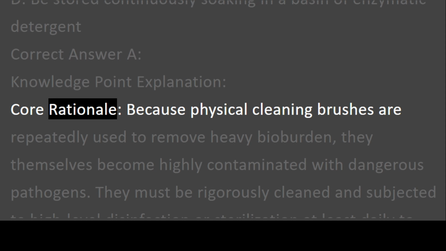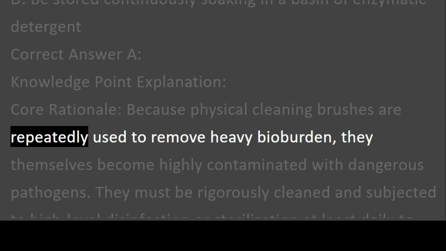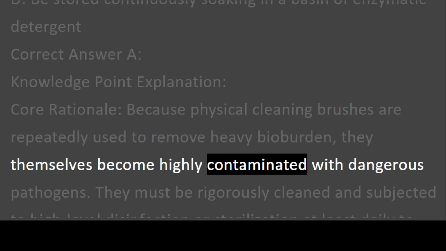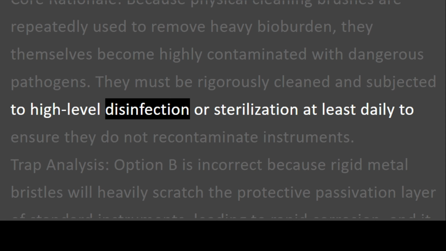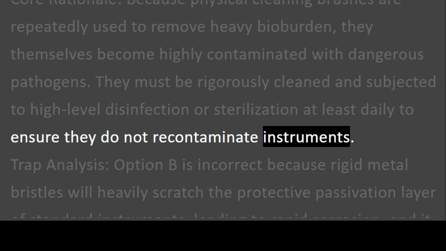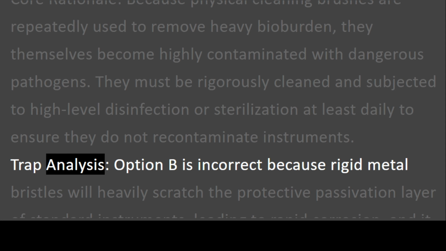Core rationale. Because physical cleaning brushes are repeatedly used to remove heavy bioburden, they themselves become highly contaminated with dangerous pathogens. They must be rigorously cleaned and subjected to high-level disinfection or sterilization at least daily to ensure they do not recontaminate instruments. Trap analysis.